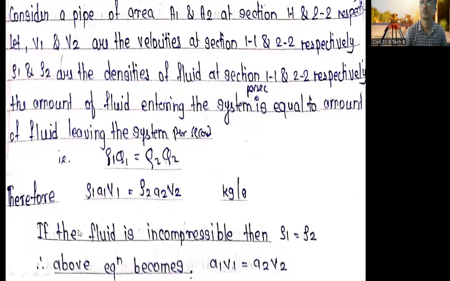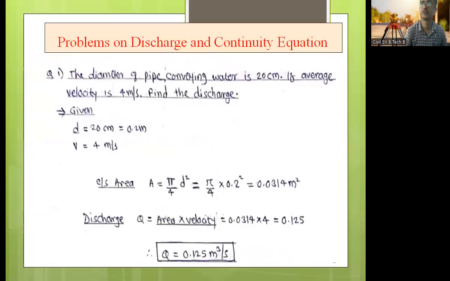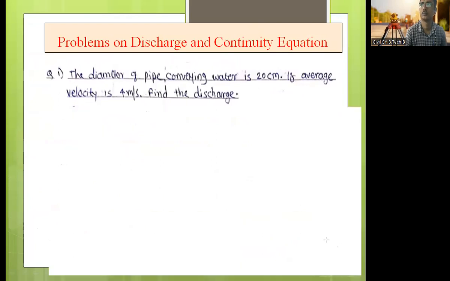Let us solve a simple problem here based upon this discharge and continuity equation. So write down the problem. This will make our concept more clear. The diameter of the pipe conveying water is 20 centimeter. If the average velocity is 4 meter per second, find the discharge.